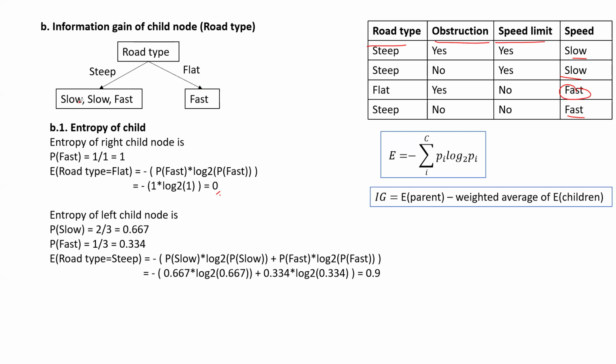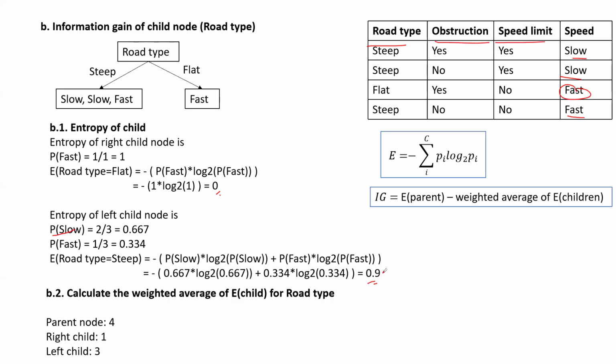But here, for steep, we have two slow labels and the other label is fast. So we have to find the entropy of the left child node. Out of 3, the proportion of slow is 2 by 3, and the value is 0.6. For fast, it is 1 by 3, and it is 0.33. So when we consider the entropy of the child when the road type is steep, the entropy value is 0.9, and for flat, it is 0.